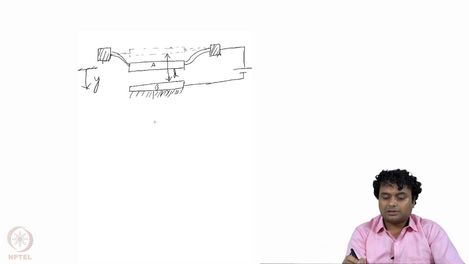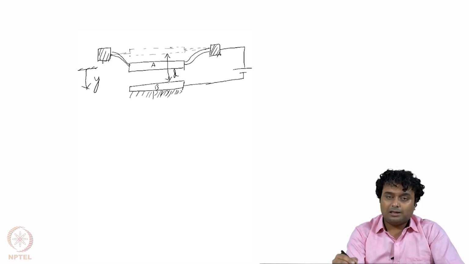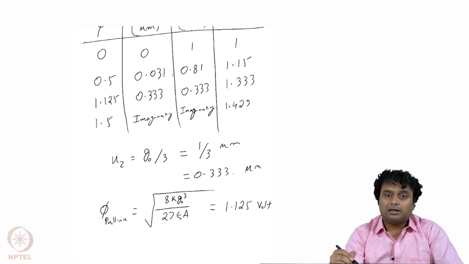Now this kind of structure can also be used as a variable capacitor. How? If we apply different potentials, then the top electrode will be attracted towards the bottom electrode, and with different potentials we can make it stable at different positions. As we have seen, for different voltages we get different possible routes, and there we can make the cantilever or the top plate stable at different positions.